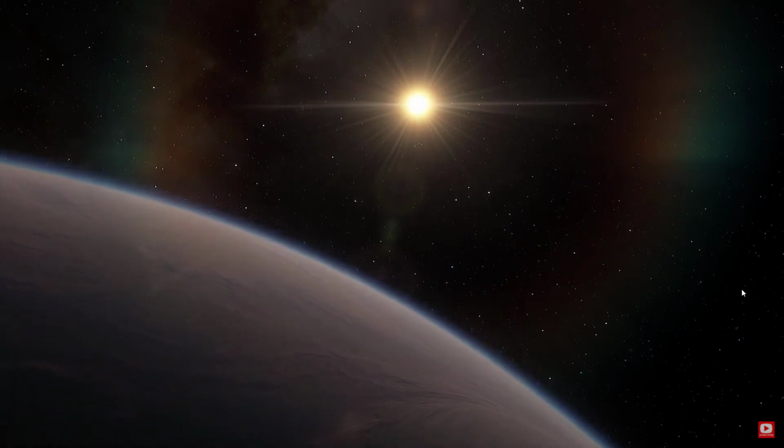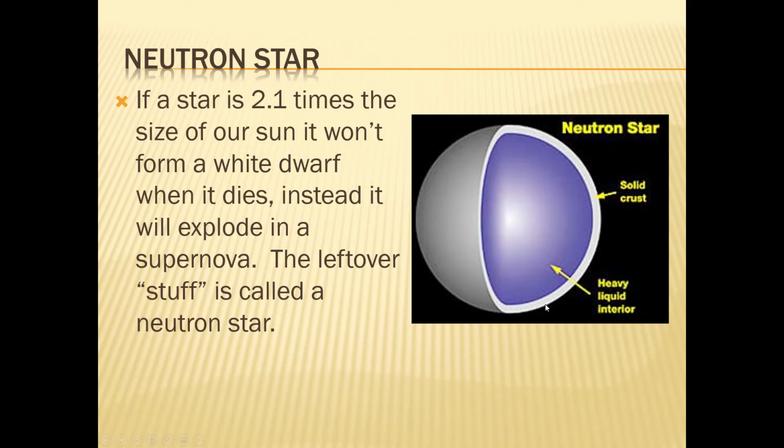Alright, so next we have neutron stars, and neutron stars aren't doing fusion like other stars. What happens to get a neutron star is you have to have a really, really massive star. So at least 2.1 times the mass of our Sun. It doesn't go out like a red dwarf, white dwarf progression. Instead, when it dies, this huge, massive star, when its core runs out of fuel, the core collapses and then immediately explodes, and that explosion is called a supernova. And then one of two things can happen depending on the size of the star.